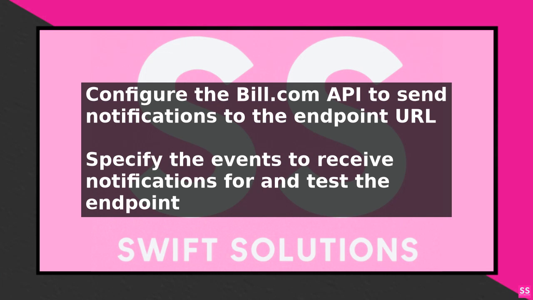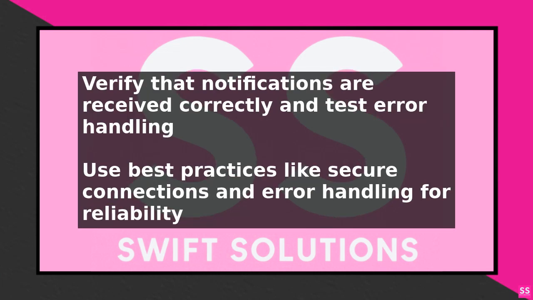Best practices for testing the Bill.com API webhook include using a secure connection, validating the payload, and handling errors and exceptions properly. It is also important to monitor your webhook endpoint for any issues and update your endpoint as needed to ensure compatibility with the Bill.com API.